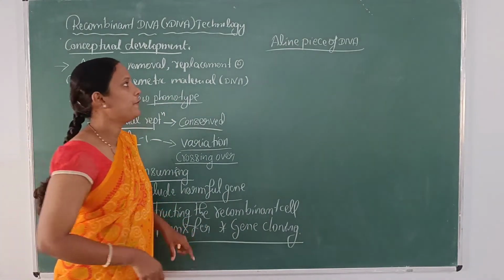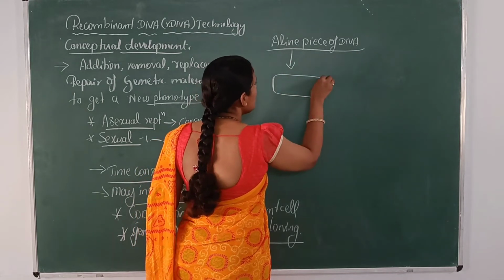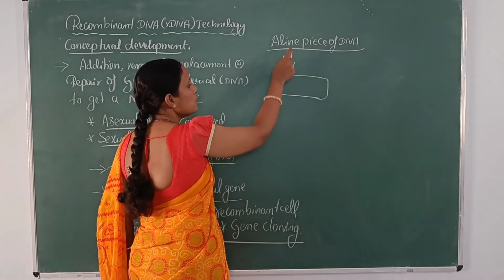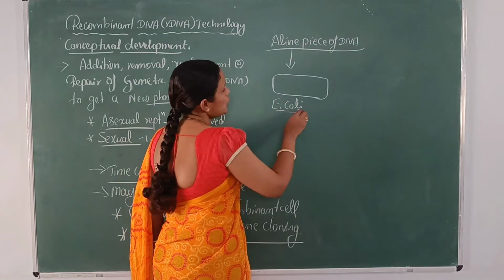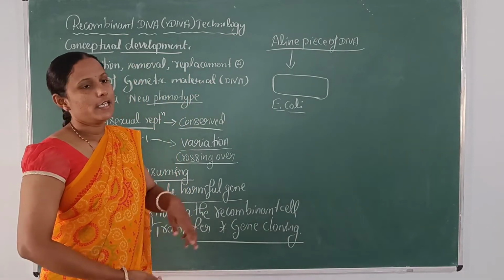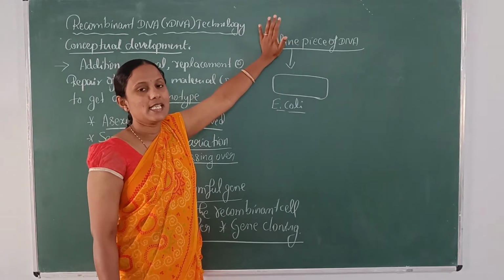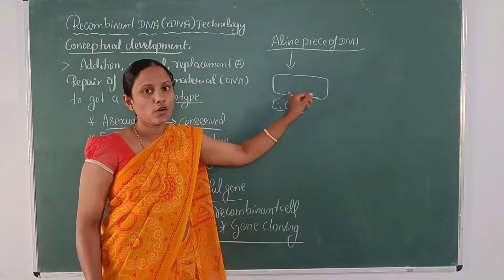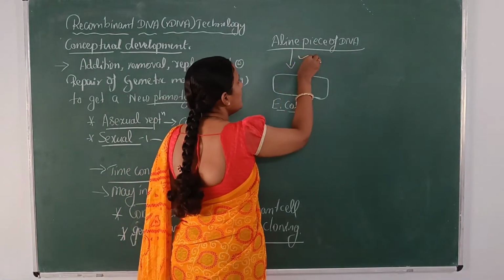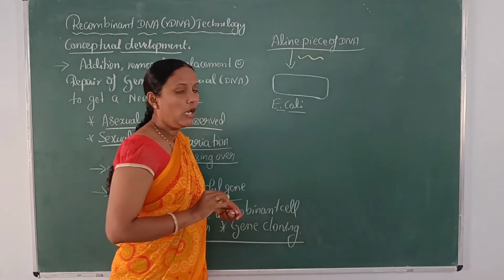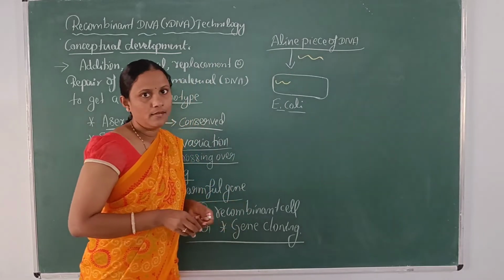When an alien piece of DNA is introduced into a cell, that means this DNA does not belong to the cell. Let's say, for example, I am taking the example of Escherichia coli bacteria. Some foreign gene, that means this gene does not belong to Escherichia coli, is introduced into the cell of an organism. What is likely to happen?